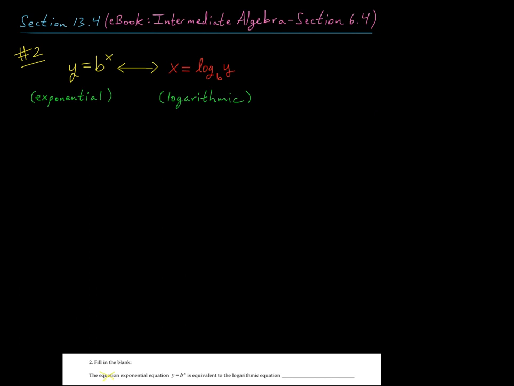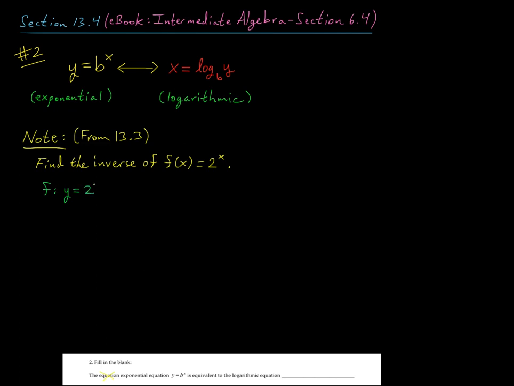Okay, so this relates back to something that we saw back in section 13.3 when we looked at inverse functions. Remember we did problems like find the inverse of this exponential function f of x equals 2 to the x. Well, to do that, what we said was, for our function f, the relationship between the output y and the input x is y equals 2 to the x. So then for the inverse, we just swap the roles of input and output. So we would get that x is equal to 2 to the y.